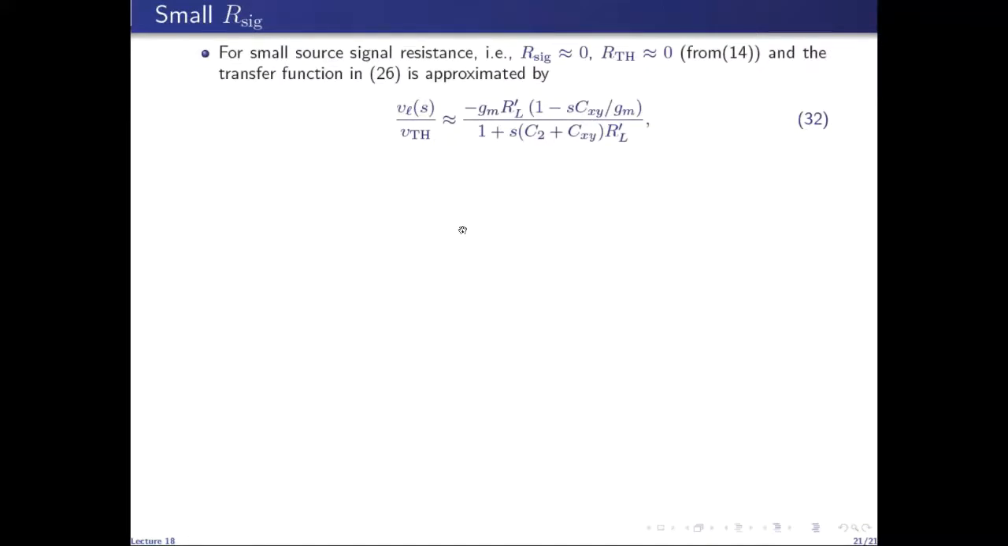Finally, we analyze the circuit under the assumption that R sig is small. This is a very commonly found case because typically the internal resistance of a signal generator is very small, of the order of 50 ohms. So if R sig is very small, then R7N is very small. In the limiting sense, we can take both to be equal to zero. And then, if we take R7N to be equal to zero, the transfer function in 26 is given by this approximation.